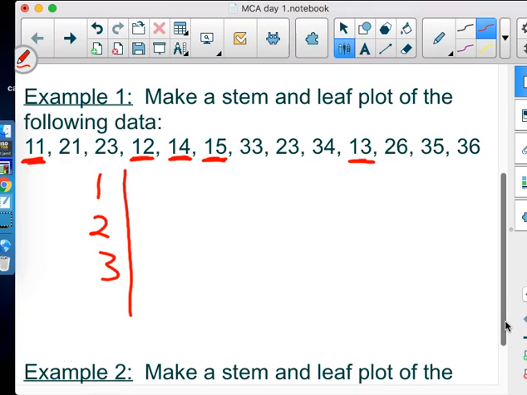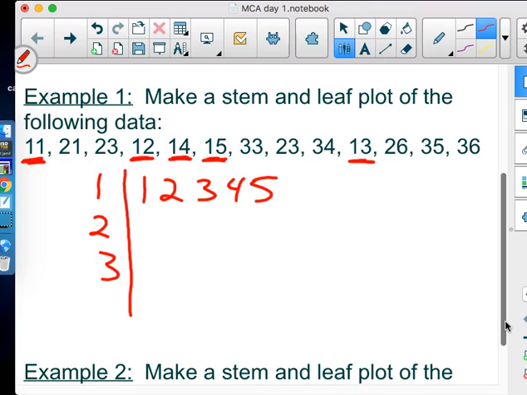And like I said, we want to represent them in order. We already have the 1 taken care of in the front. So what we do is we look at what's in the ones digit, and that would be a 1, a 2, a 3, a 4, and a 5, and that's what we write down. So we just figured out a way to represent those 5 numbers using one number in the leaves, and everything else goes in the stems.